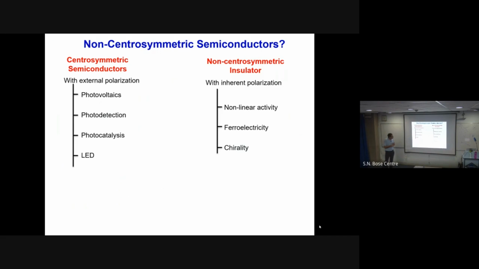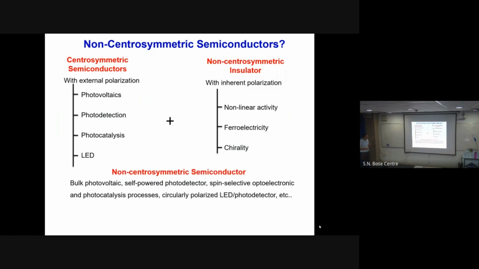They have insulating properties, and they can give ferroelectricity, chirality, nonlinear activity, etc. What if you can combine both sides? Can we have a semiconductor that is non-centrosymmetric? And if you can combine that, probably one can think of some futuristic properties like bulk photovoltaics, self-powered photodetectors, spin-selective optoelectronics, or even photocatalysis.